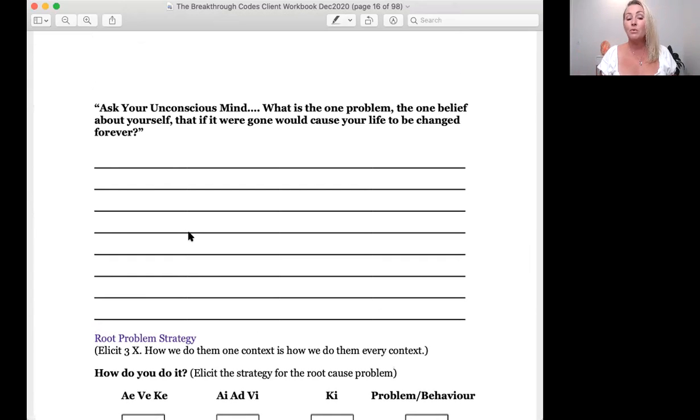Ask your unconscious mind, what is the one problem, the one belief about yourself that if it were gone would cause your life to be changed forever? Now, if they're really trusting their unconscious mind, they'll give you the root cause belief or decision that they have.